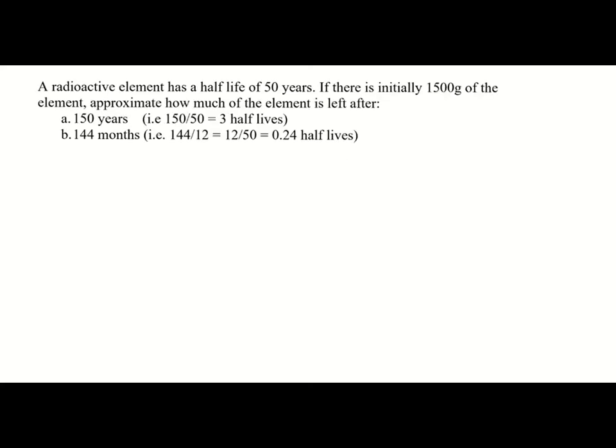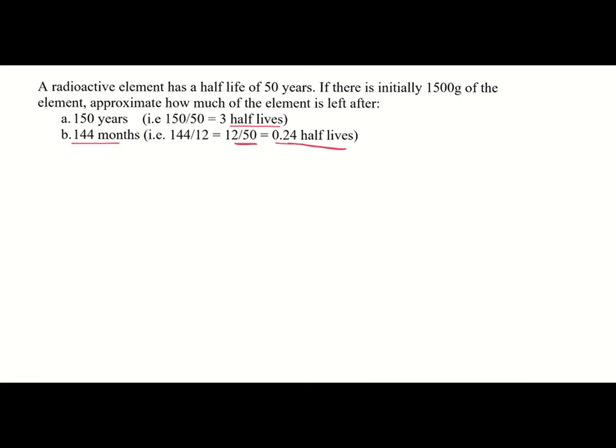All right, we're going to look at our final two problems here. And this one, we're going to deal with a radioactive element, and it has a half-life of 50 years. And if there is initially 1,500 grams of the element, approximate how much is left after 150 years, which is also 3 half-lives, and then 144 months, which if, again, we divide by 12 to find the amount per year, and then divide it by our 50 years for half-lives, it's 0.24 half-lives. Now, half-life means that after 50 years, half of it is left.